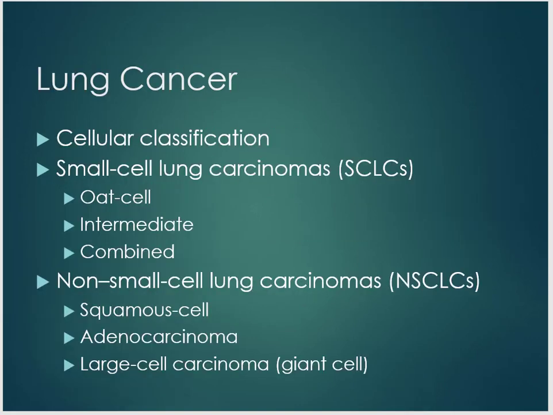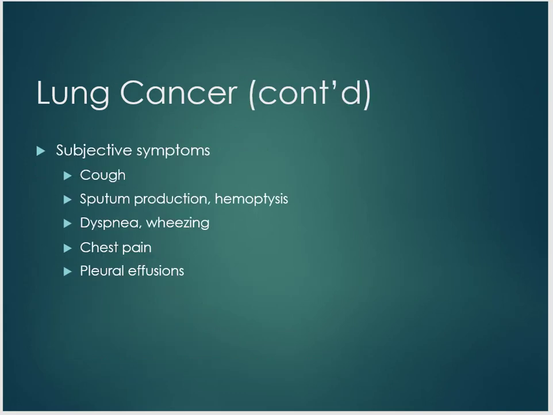All right, let's talk about lung cancer for just a moment. We know that these cancers arise from the cells in the respiratory tract, and there's four major histological types. There's squamous cell, small cell, large cell, and adenocarcinoma.